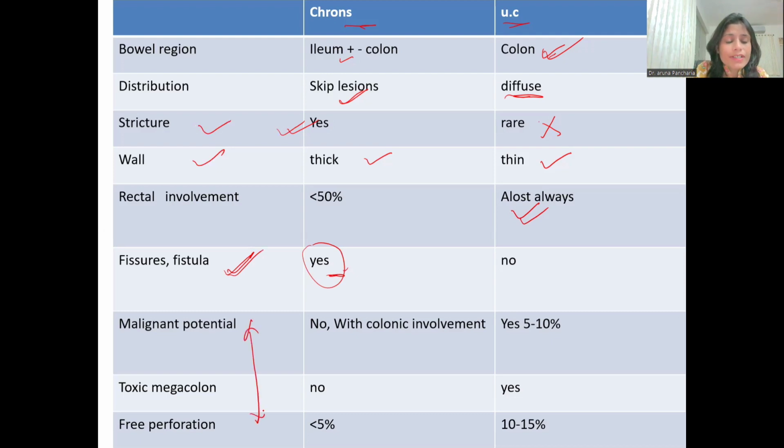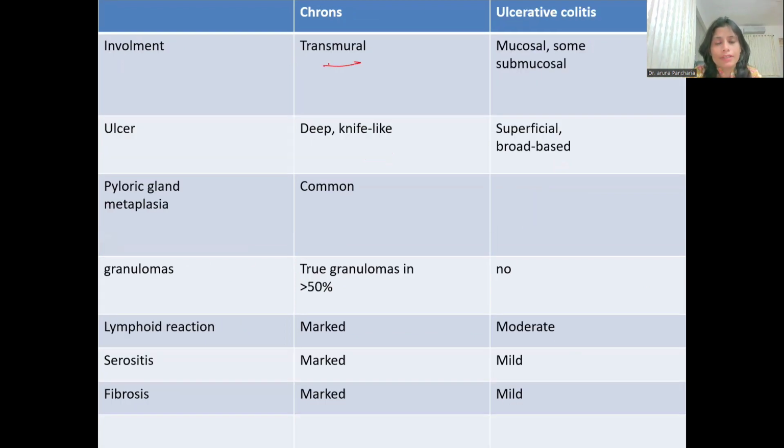Now these three things, malignant potential, toxic megacolon, and perforations, are comparatively more common in ulcerative colitis if we compare with Crohn's disease. Now involvement: Crohn's disease is transmural, while ulcerative colitis is mucosal. It stays up to the mucosa, and this goes deep. Ulcers are deep, discrete ulcers. In both, longitudinal ulcers are common, but deep ulcers are seen in Crohn's disease, because of the transmural involvement. The answer to everything is hidden in transmural, because the involvement goes from top to bottom, mucosa to serosa.